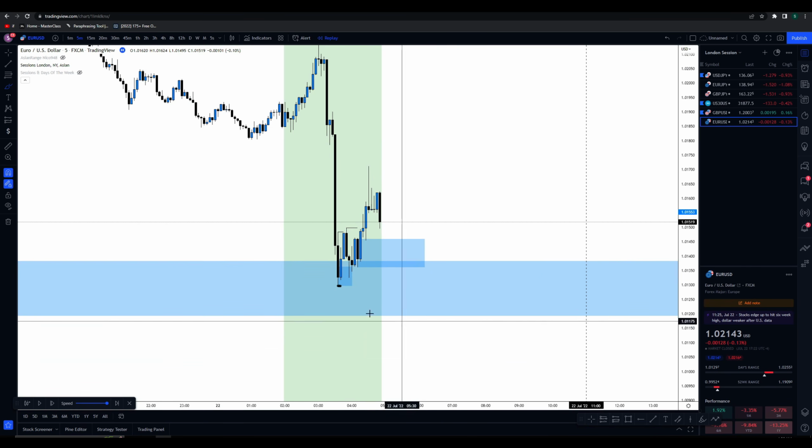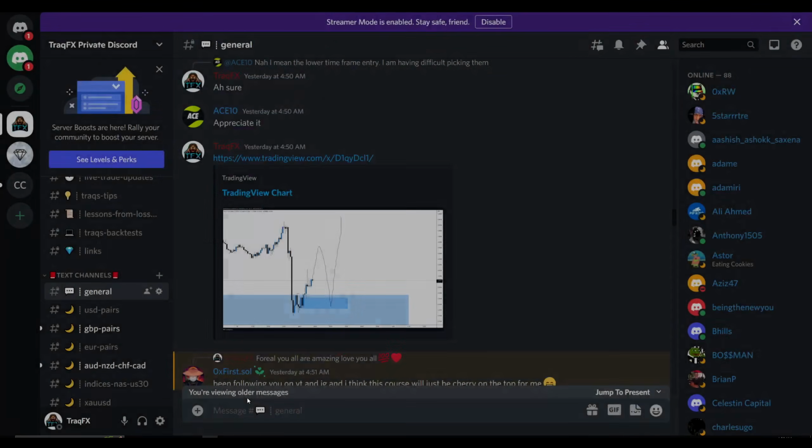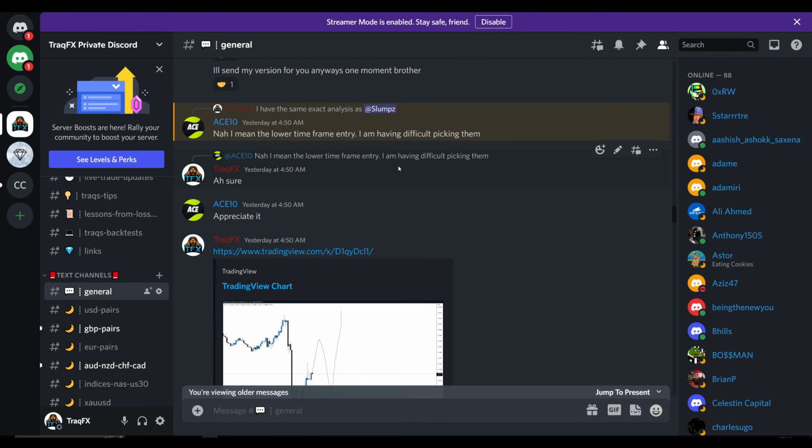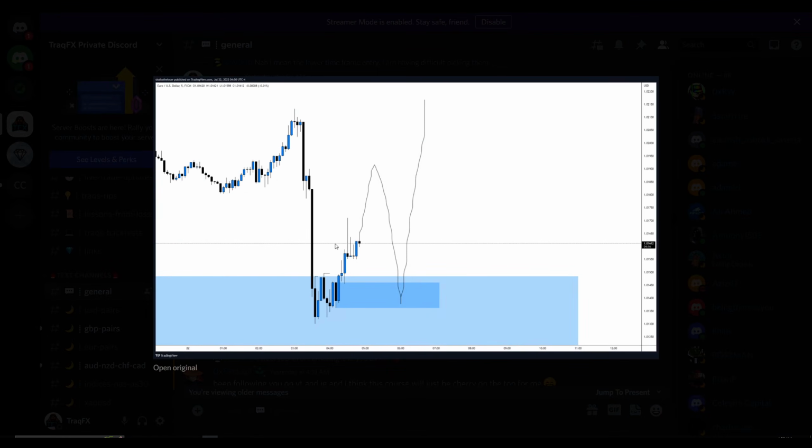So this would have been valid for limits. Now, once again, I didn't enter this. I just sent it out. You can see my bro right here said he wanted the lower time frame entry because he was having difficulty picking the confirmation and which order block to use. So I sent him this zone.